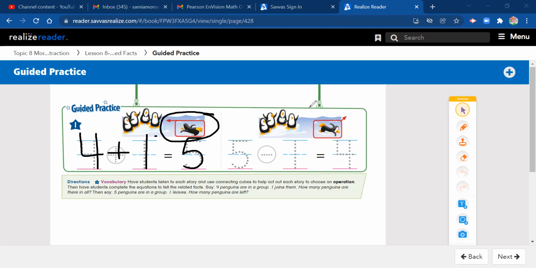All right, now 5 penguins are in a group and 1 leaves. Do you see how the arrow is pointing away? That's telling us that 1 penguin is leaving the group. So we have 5 penguins in all here. 1 leaves, so that means we subtract or we minus 1. So 5 minus 1 equals 4. 4 penguins are remaining. Let's move on.